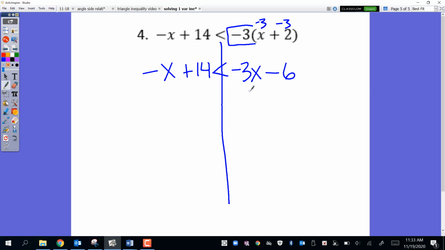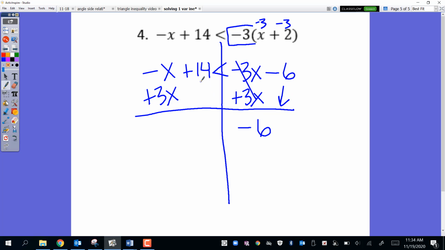So next step, I got x's on both sides, so I need to get them on the same side. So I'm going to move 3x to the other side. How do I do that? Right now it's negative, so I plus 3x. Plus 3x. 3x cancels. I'm left with -6 over here. I got a +14 here. -x plus 3x. We would type that in decimals and get 2x. Did I divide in this step? No. So leave my symbol alone.